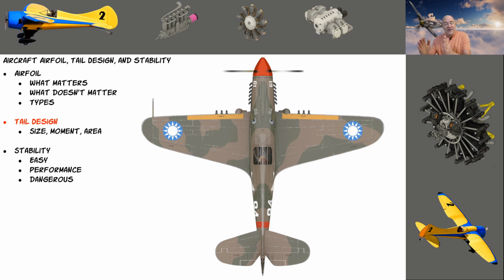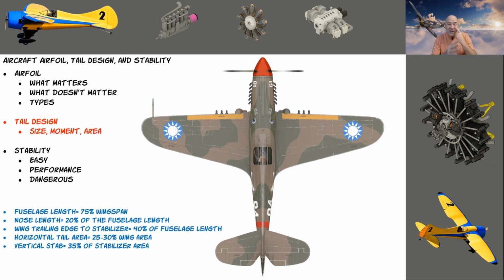Most of the time the tail is going to be 40% of the fuselage from the trailing edge to the leading edge of the horizontal stabilizer. All of this is basic math you find on Google. If you want to know how to build a basic airframe, this is the information right here. The fuselage length is normally 75% of the wing. If you watched my designing an airframe video, you've seen all this before. Okay, the nose length is normally 20% of the fuselage length.